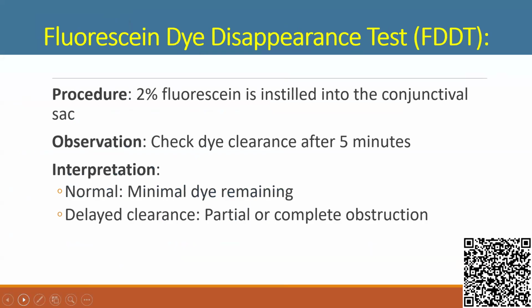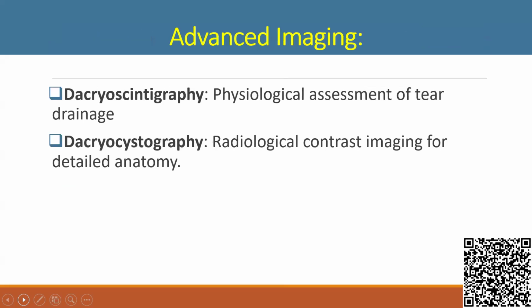In case of the fluorescent dye disappearance test, the procedure is carried out with 2% fluorescein. It is instilled into the conjunctival sac, and we observe the dye clearance of that eye after 5 minutes. The interpretation: in case of normal, there is minimal dye remaining; delayed clearance indicates partial or complete obstruction.